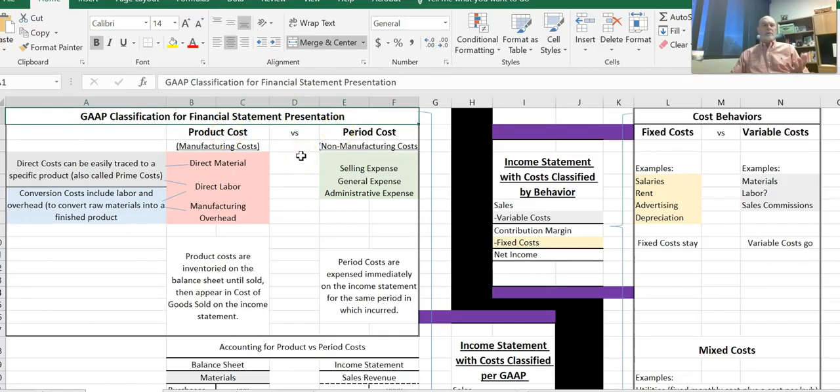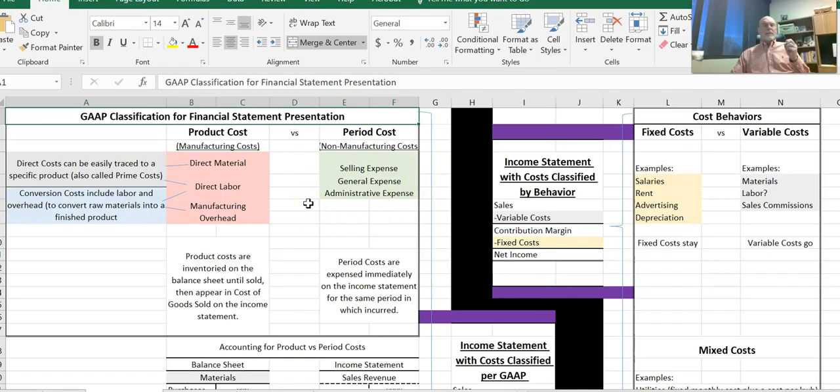There are two ways that a company might classify their cost. One way is whether or not the cost is related to manufacturing or something else. Another way has to do with cost behaviors, and we'll talk about that in just a minute. So, for just a minute, focus on everything to the left of this black line here.